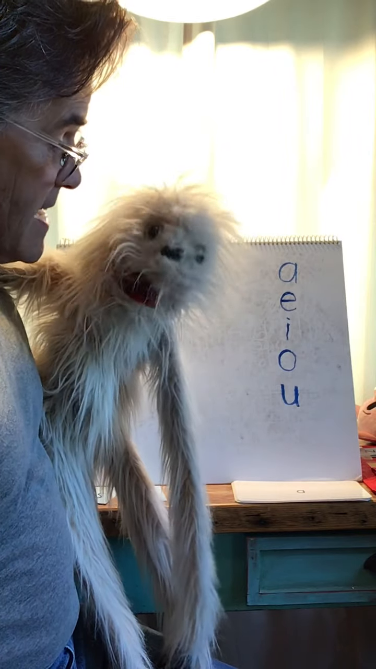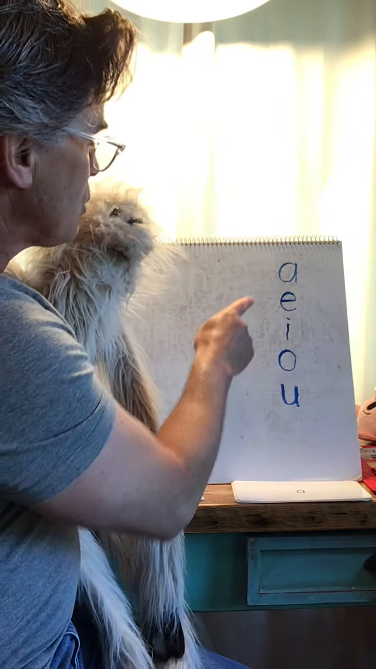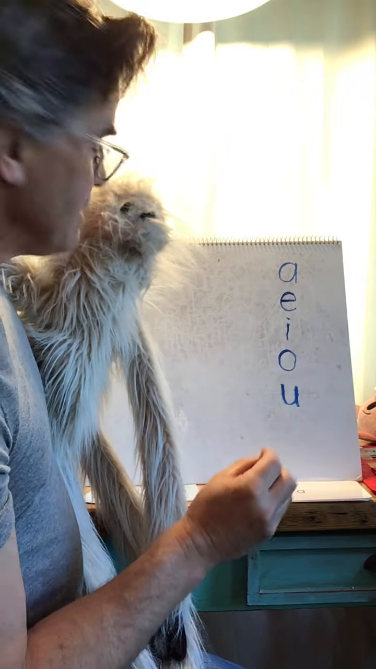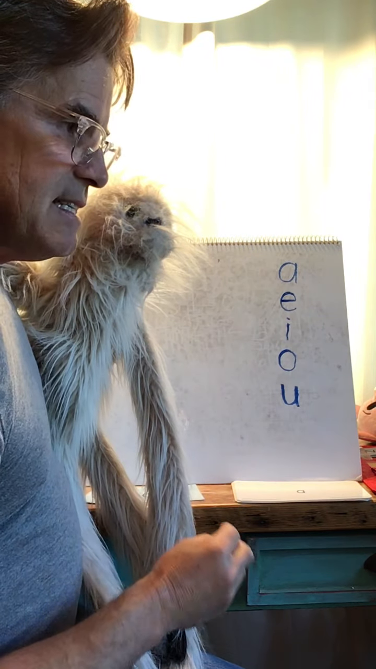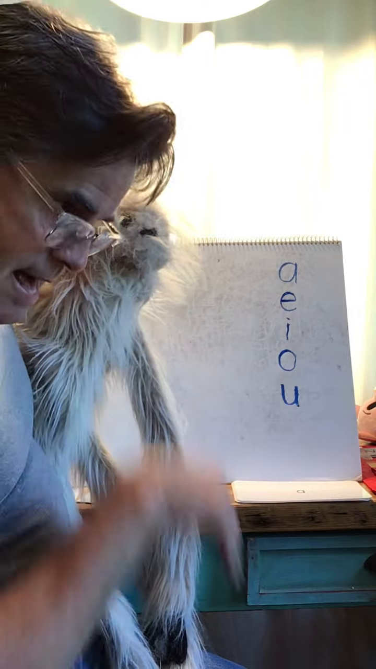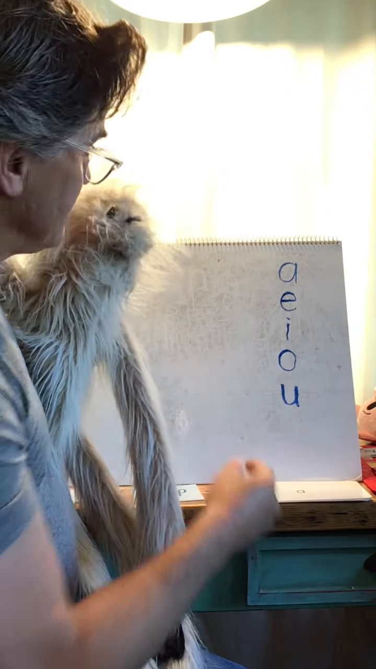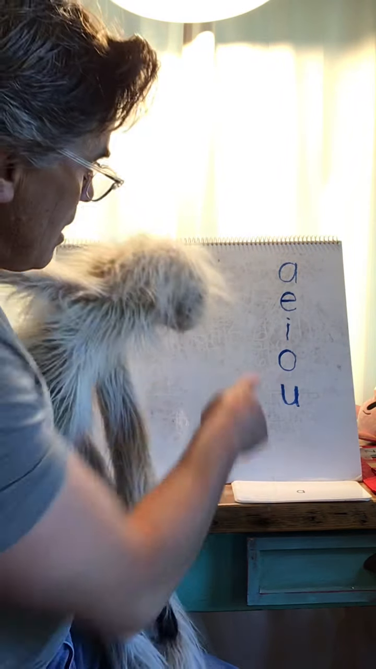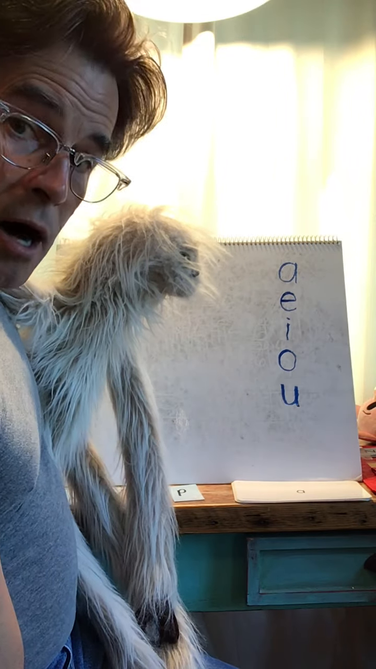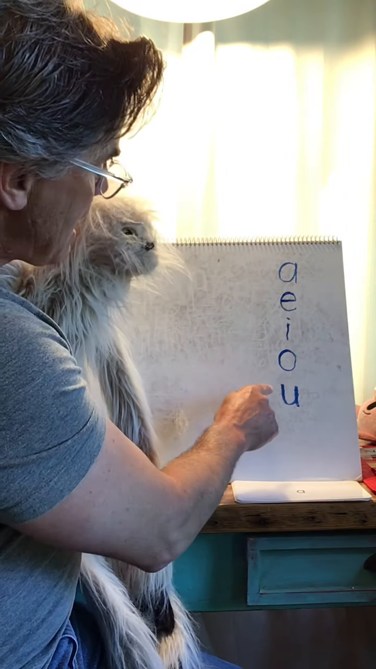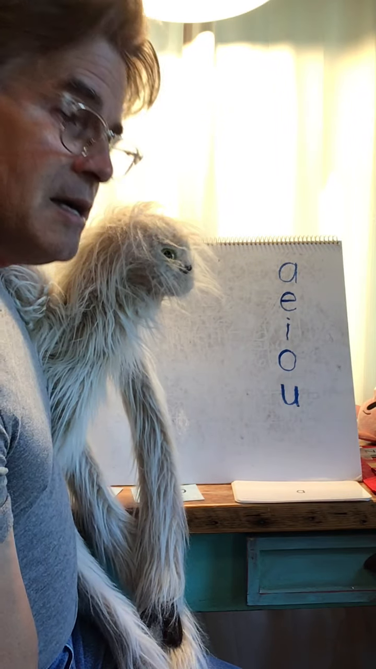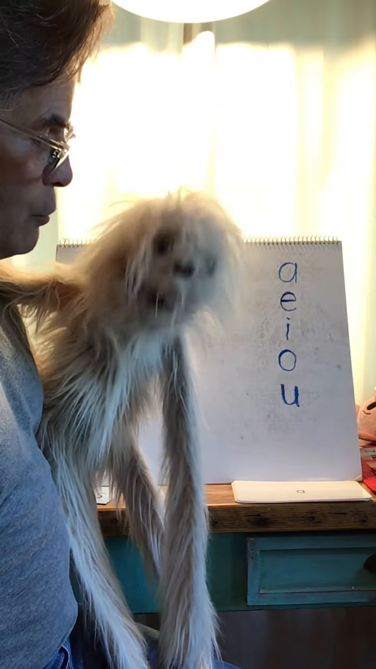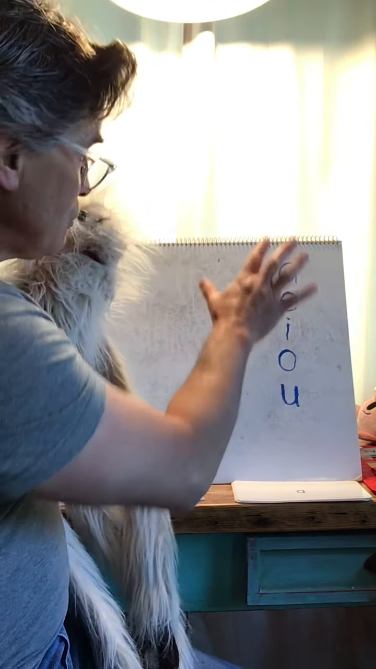Tell them to go away then. No, we need them to read words. So A says A, E says E, I says I, O says ah, and U says U. How do I use them? We use them in our words.